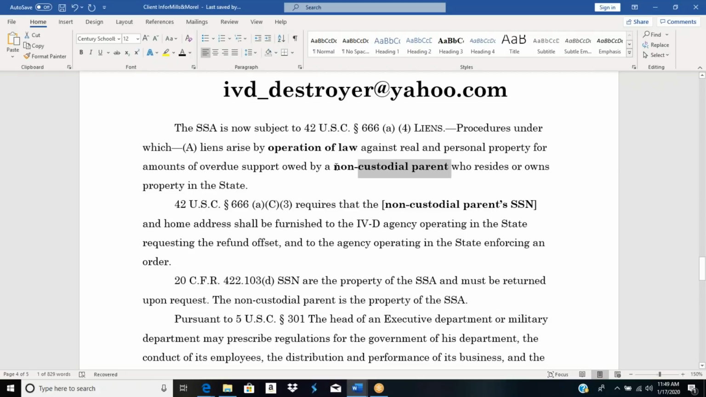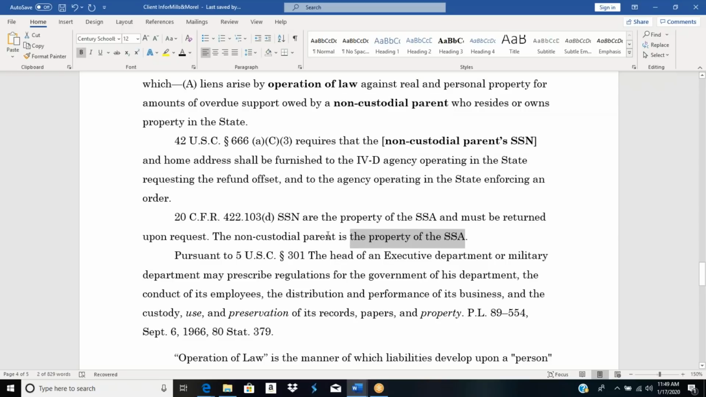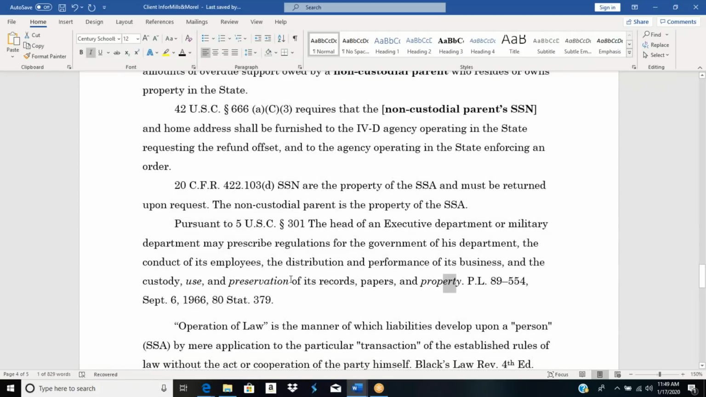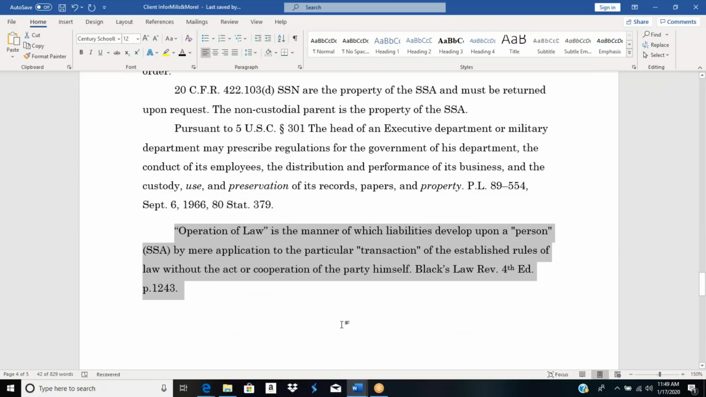That Social Security number identifies a non-custodial parent or obligor, which is the person obligated to pay child support. However, because it's identified positively by that number, that makes it the property of the Social Security Administration in accordance with the Code of Federal Regulations, Title 20. Therefore, pursuant to 5 U.S.C., you break it down, they're responsible for the preservation of that property. And so I'm here to contend that they are, by operation of law, required to pay that debt.